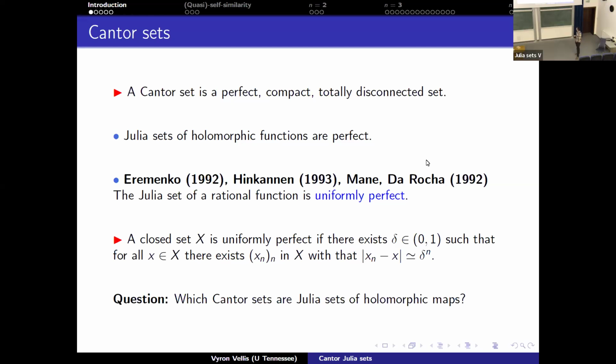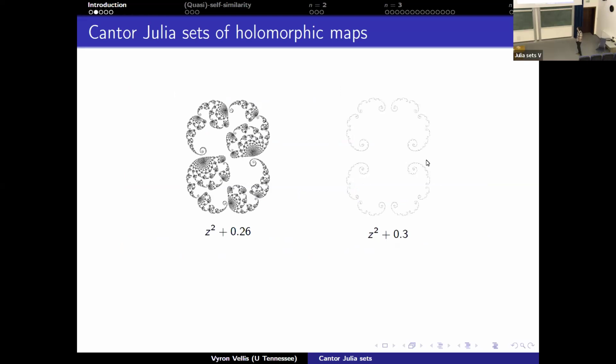And now the next question is, okay, we know that Cantor Julia sets must be perfect, or for rational functions uniformly perfect, but what can they actually be? Some examples have been mentioned earlier in the conference. Here are 2 more examples. Of course, if you take any point C outside of the Mandelbrot set, then Z squared plus C produces a Cantor Julia set. They may not look like Cantor sets, but they are. However, the most standard of the Cantor sets, the Cantor set, is not a Julia set of a rational map or even a holomorphic map.